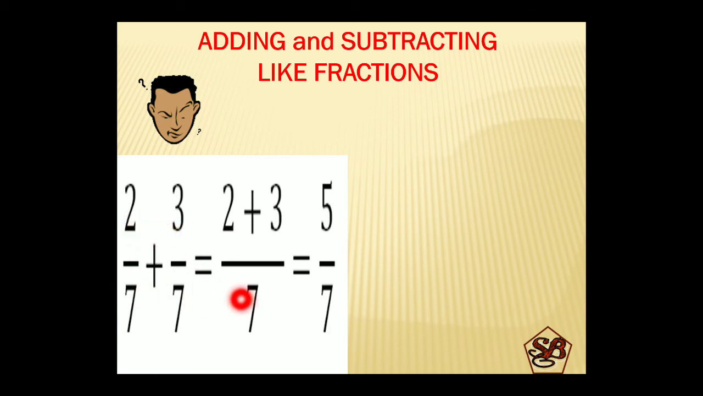The denominator will be 7 only. 2 plus 3 is 5. So the final answer is 5 by 7.